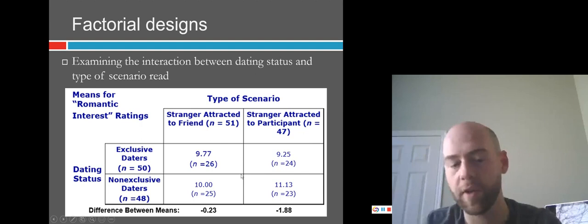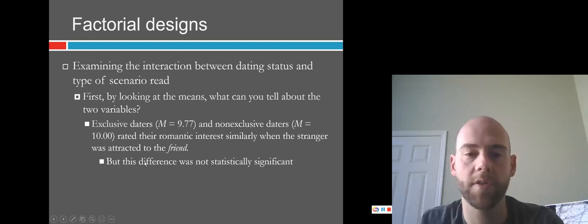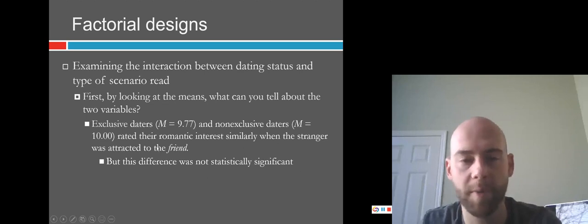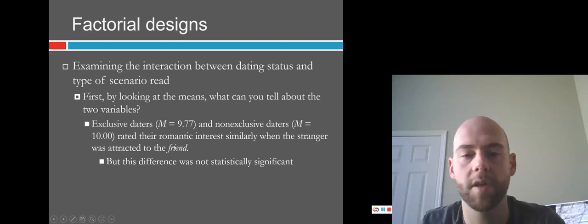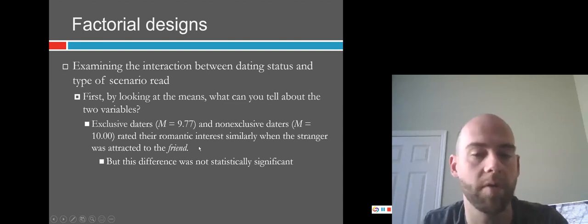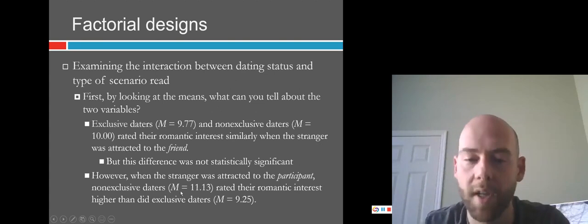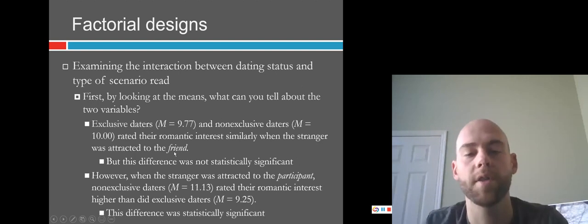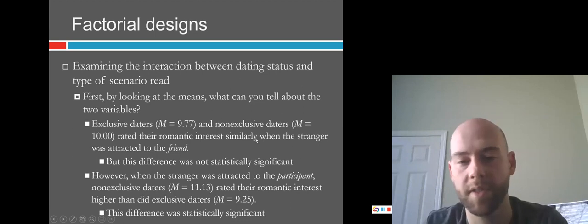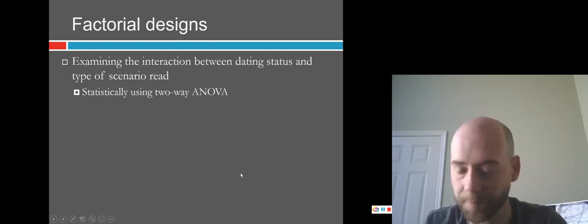Obviously, I've mentioned them already: looking at figures and actually testing them statistically. But even by looking at those figures, you can tell there's not really much of a difference for the stranger being attracted to a friend, which makes sense, right? You're going to maybe just have some kind of middling level of attraction or interest to this person when they don't seem all that relevant to you. But when they become relevant to you because they're attracted to you, the participant, then that's where we see some effects bearing out. So like I mentioned on that last slide, that small difference isn't significant, that bigger difference is significant.